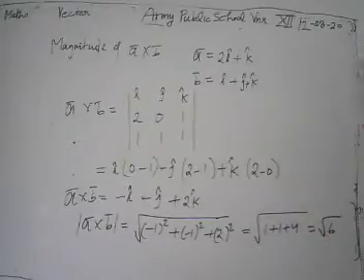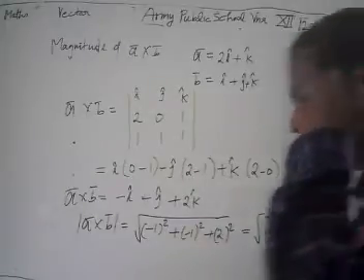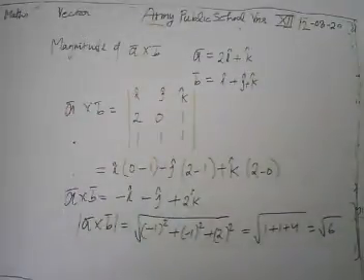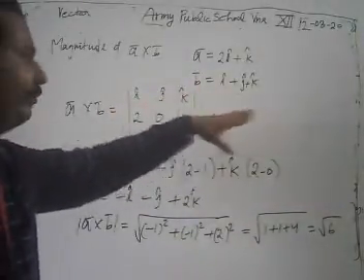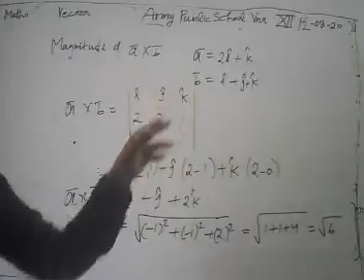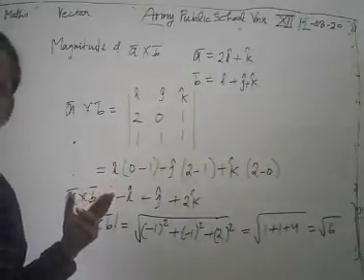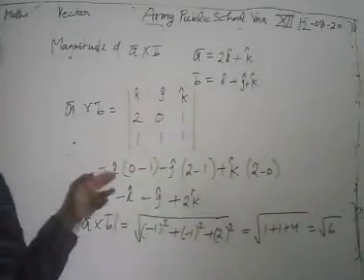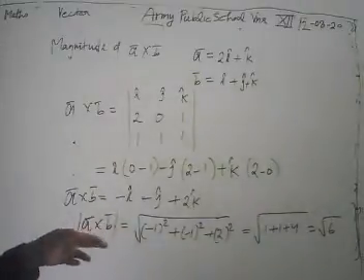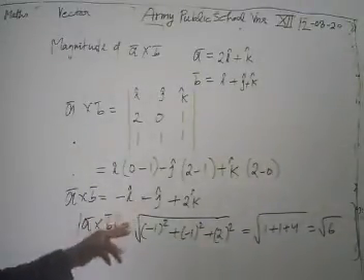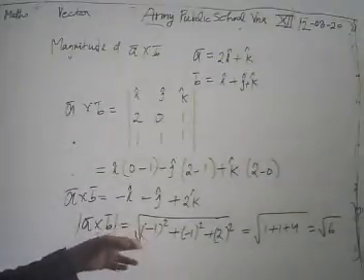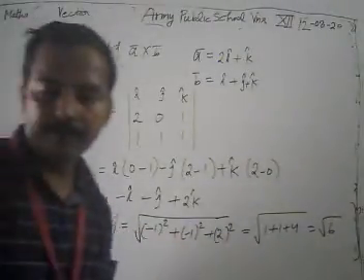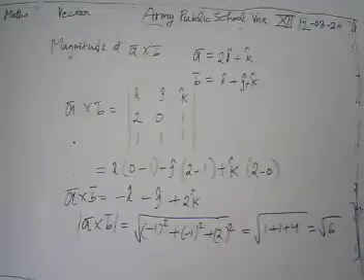So the magnitude of A cross B is root 6. Again, this is one of the basic problems: we have to find the magnitude of A cross B, with A and B given. We find A cross B using the determinant concept, and then the magnitude of A cross B is given by the square root of the square of the coefficient of i cap plus the square of the coefficient of j cap plus the square of the coefficient of k cap. Now we have done one of the basic questions.